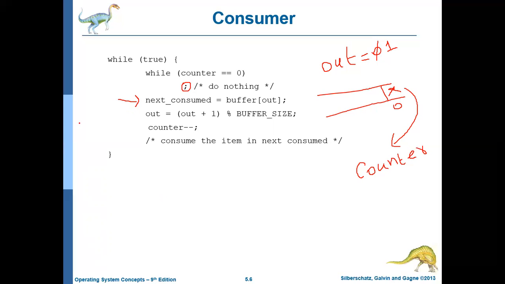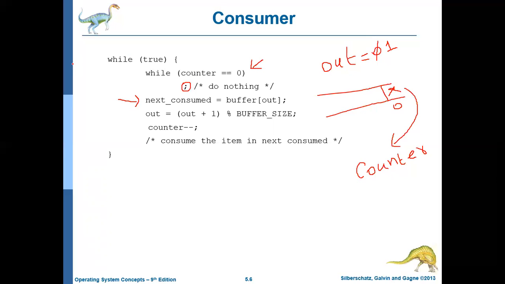Now again it will go back and check while counter is 0, so it will just wait here until the producer produces something. So this is the code for producer and consumer. Actually this code is correct. There is nothing wrong with the code. Programmatically it is correct, but still we are considering producer as a separate process and consumer as a separate process.